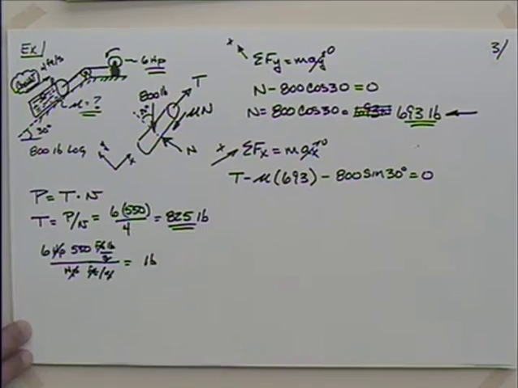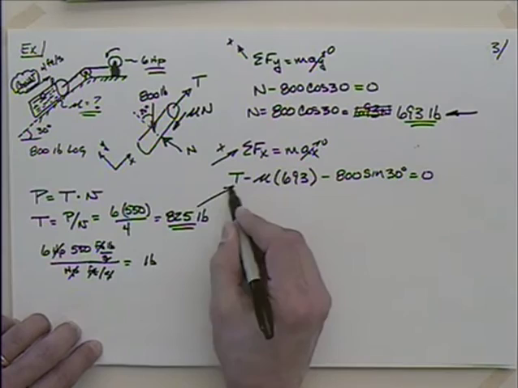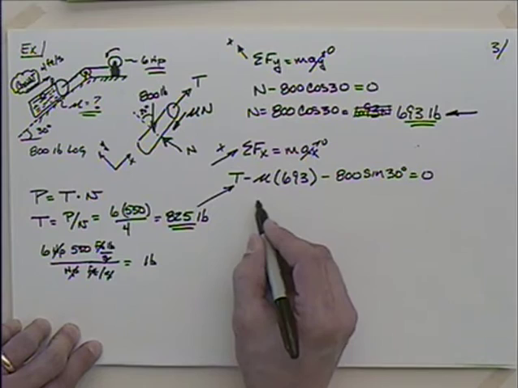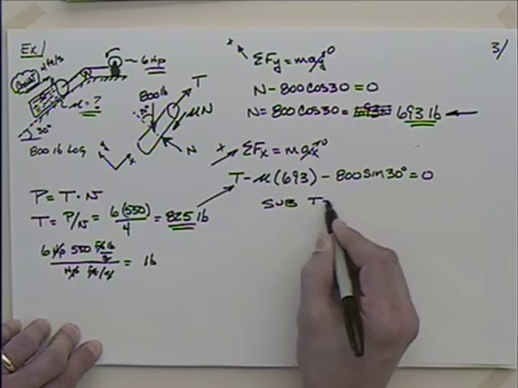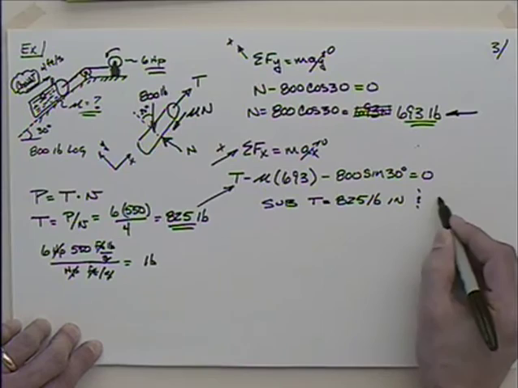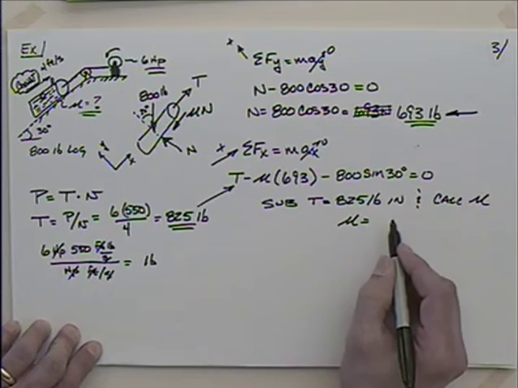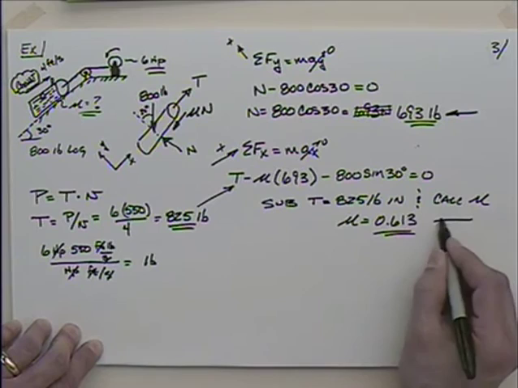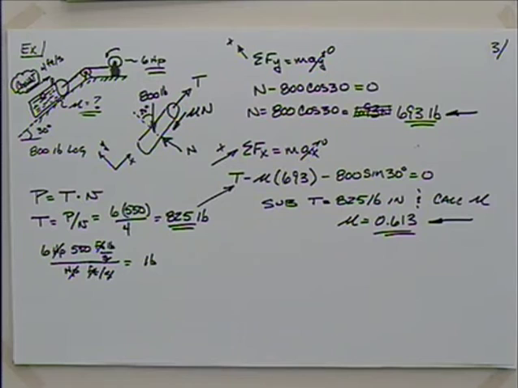So now I can put that up in there, and I can solve for mu. Substitute T equals 825 pounds in, and calculate the coefficient of friction, which turns out to be equal to 0.613, which seems reasonable. If I got something less than 0, I'd be very suspect. If I got something a little over 1, I might be worried about it. If I got something like 20, yeah, I'd discount that too. But that seems very reasonable between 0 and 1. Yes?